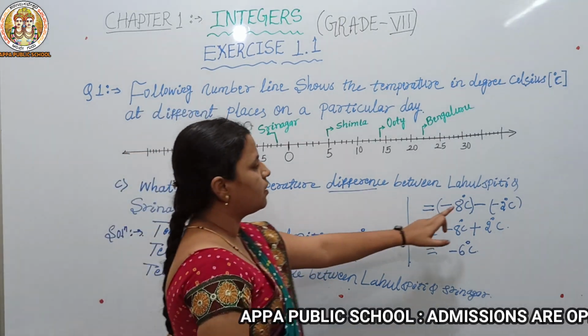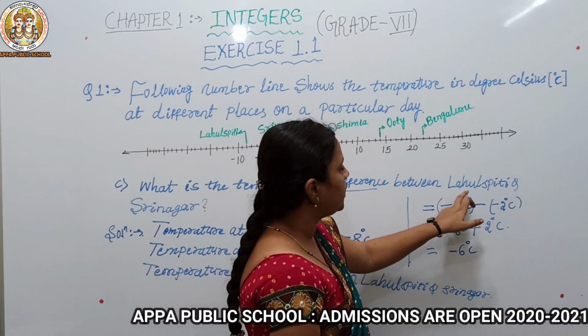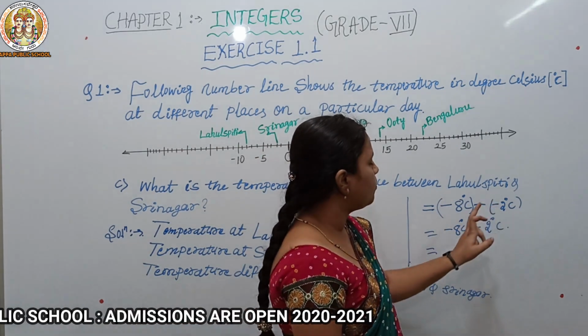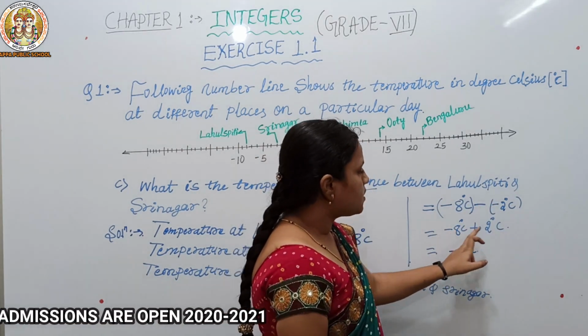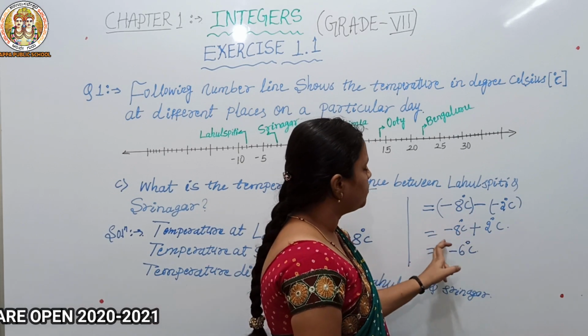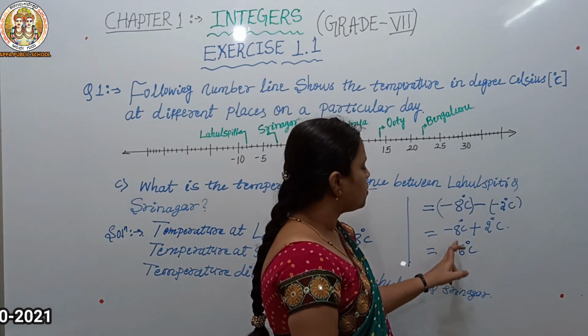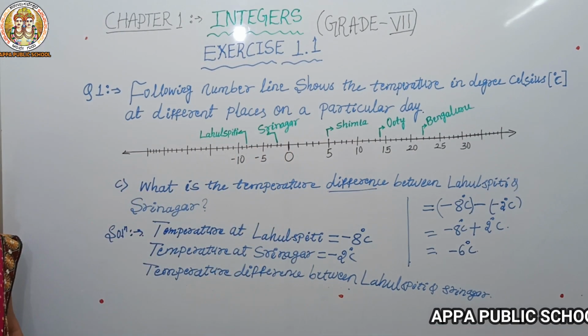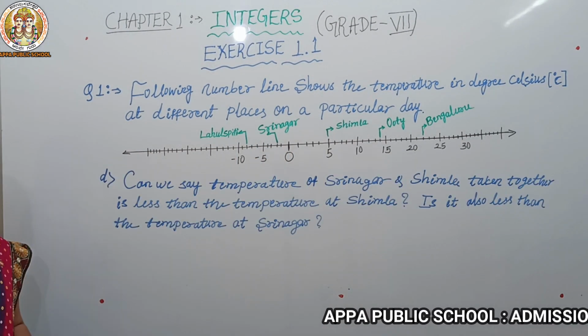So difference means minus. So minus 8 degrees Celsius minus 2 degrees Celsius. So minus into minus is plus. It is as usual the subtraction and you should keep the sign of the highest number. So minus 6 degree Celsius.